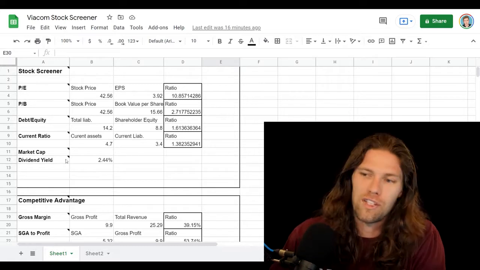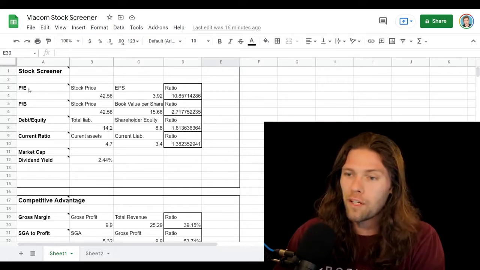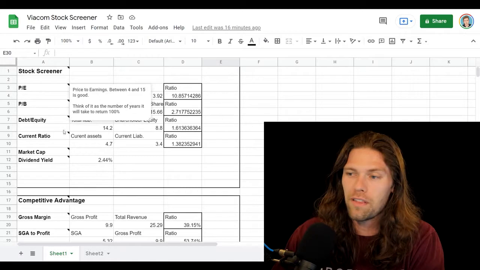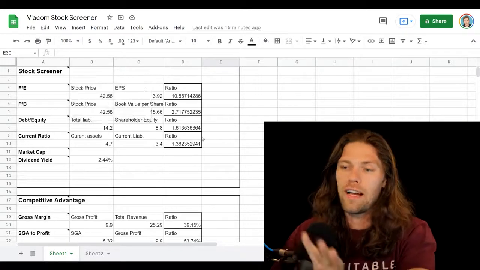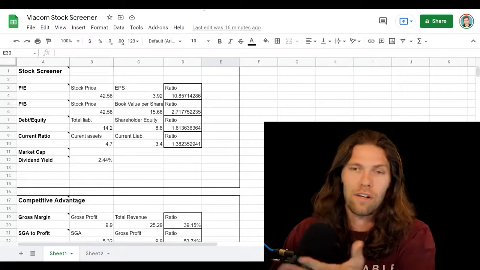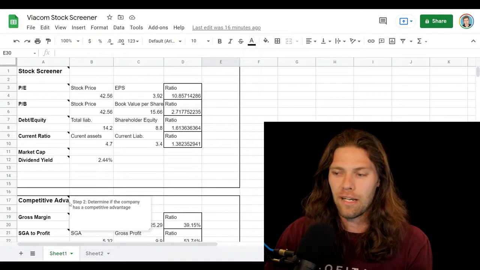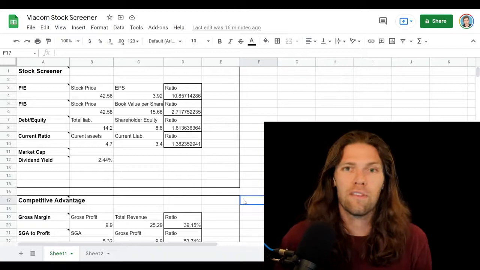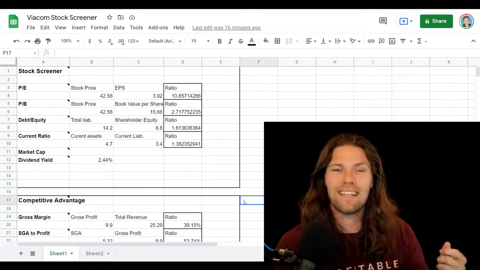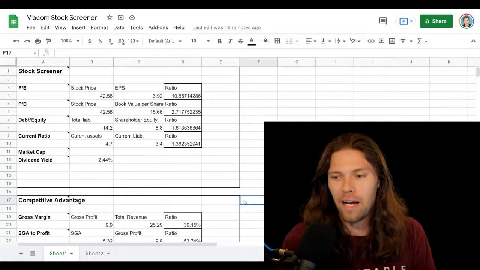So the first part here is just the basic stock screener criteria. We're familiar with all of these ratios. We're familiar with everything here. And we know that Viacom hits these criteria because they were a part of the screener. So we know that. And then we have the competitive advantage aspect. Warren Buffett looks for a competitive advantage. Is there a moat built around this company that is hard to beat by competitors?